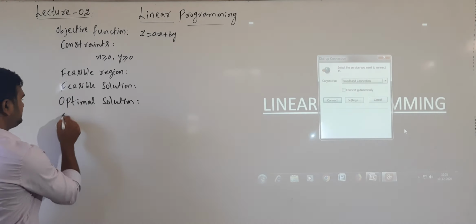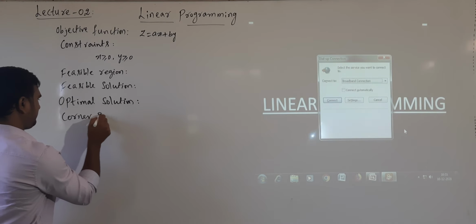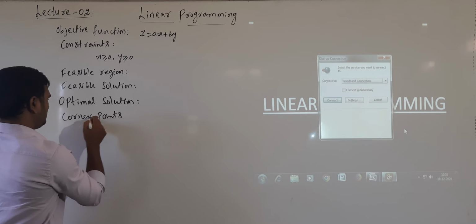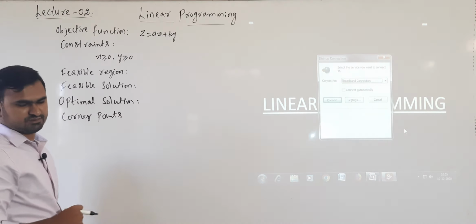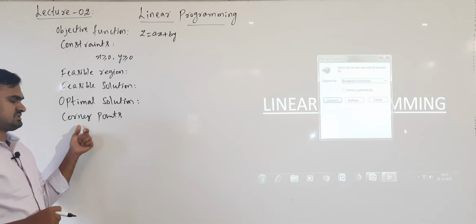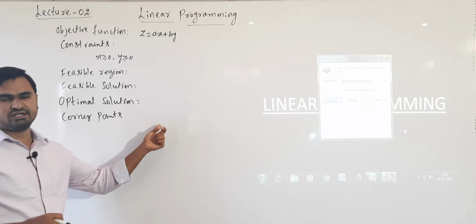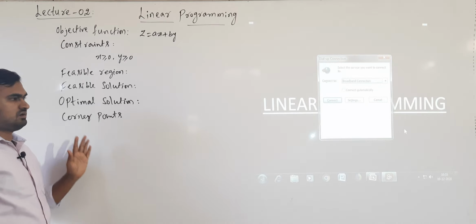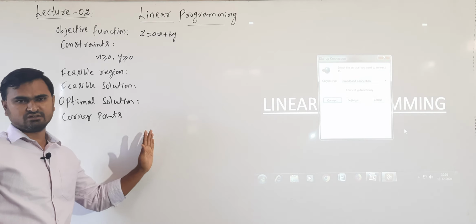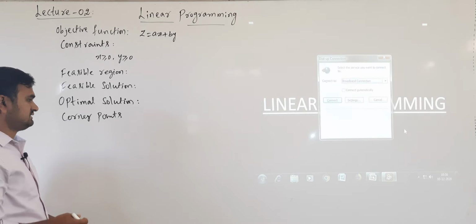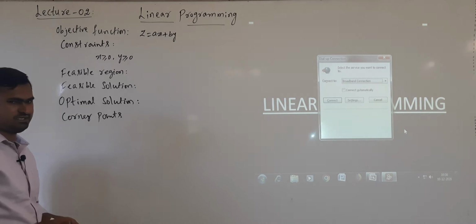Next, corner points. What are corner points? Corner points are nothing but boundary points. The points of intersection of boundary lines are called the corner points. So these are some definitions we studied.